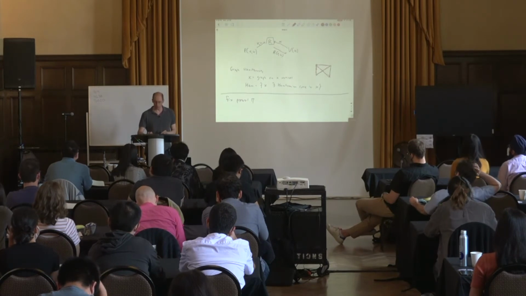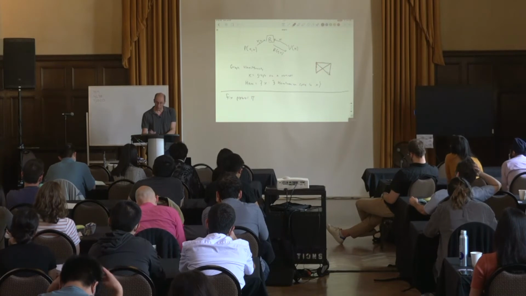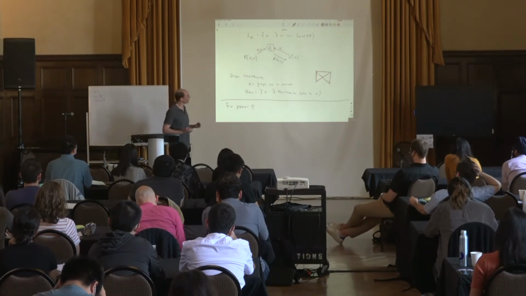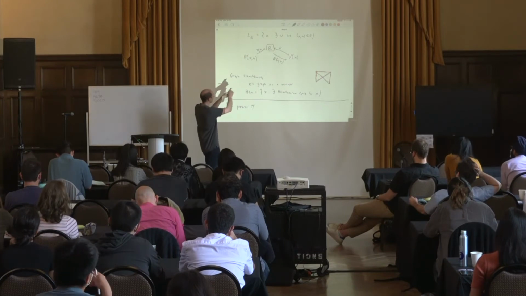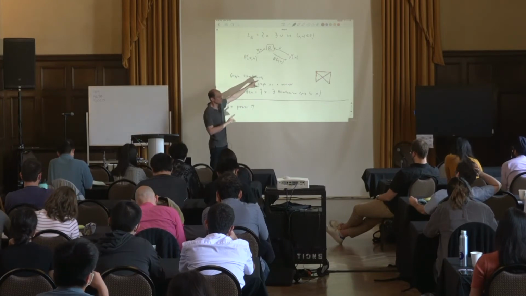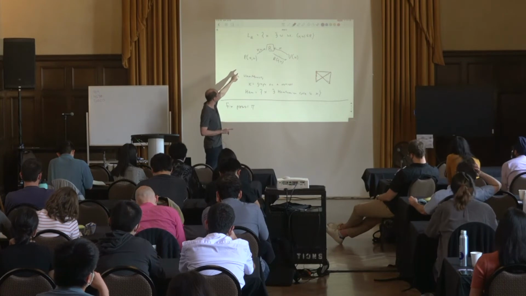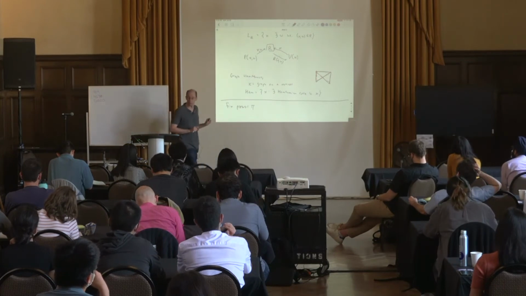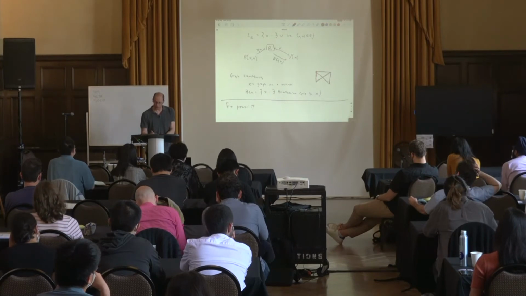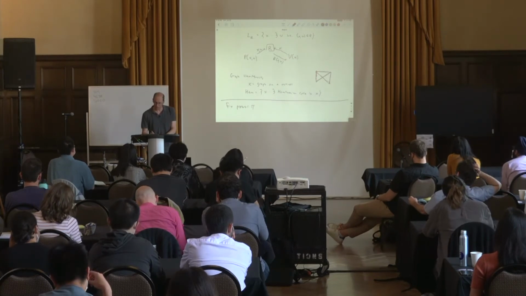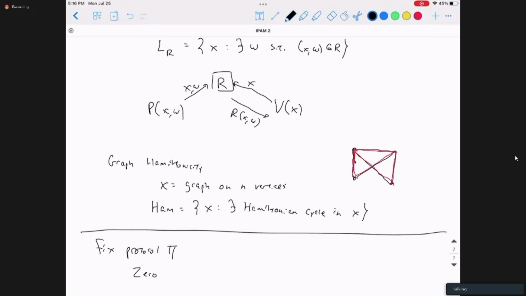So good. If we fix some protocol pi, what I'll say is that at least pi should be correct, meaning that if the prover and verifier are both honest, then they should interact. At the end of the execution, V should output 1, if indeed P is running on a valid witness W for the graph X. But what I'll say here is that a protocol pi is a zero knowledge protocol.